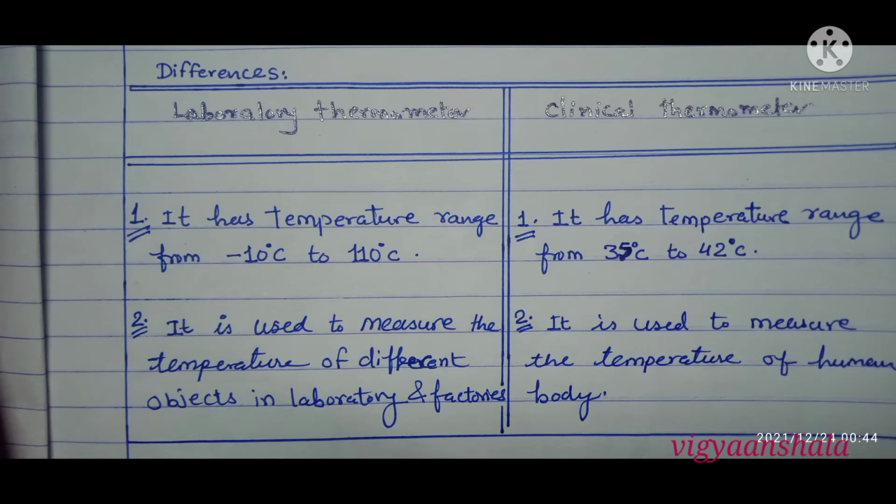Now we will read about the differences. For this you have to draw 2 columns in your copy. One side you will write laboratory thermometer and the second side clinical thermometer. First point, the laboratory thermometer has a temperature range from -10 degrees Celsius to 110 degrees Celsius, while the clinical thermometer has a temperature range from 35 degrees Celsius to 42 degrees Celsius. Second point, the laboratory thermometer is used to measure the temperature of different objects in laboratories and factories, while the clinical thermometer is used to measure the temperature of the human body.